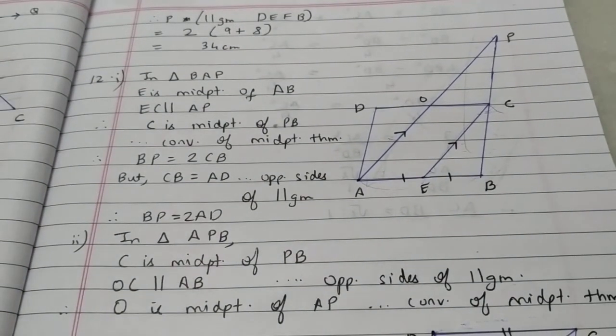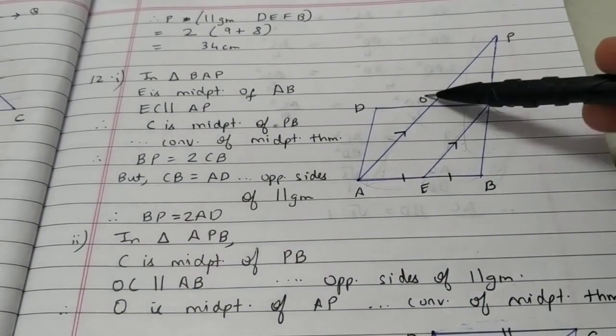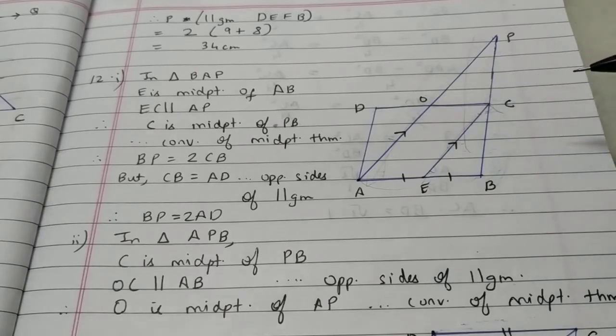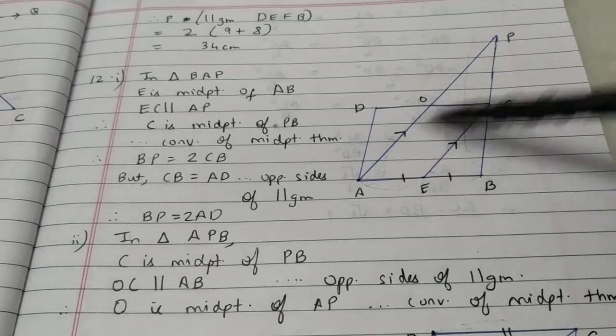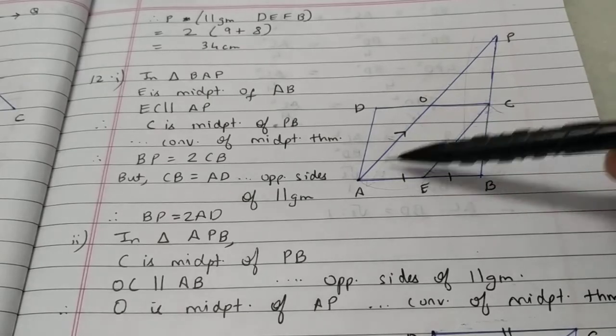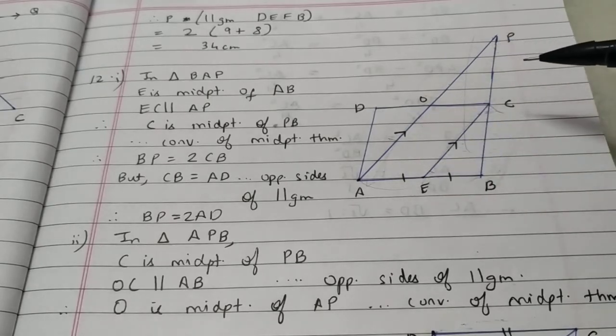In Roman number 2, we have to prove that O is a midpoint of DC. No, O is a midpoint of AP. Sorry, that's what you have to prove. O is a midpoint of AP. How do we go about doing that?